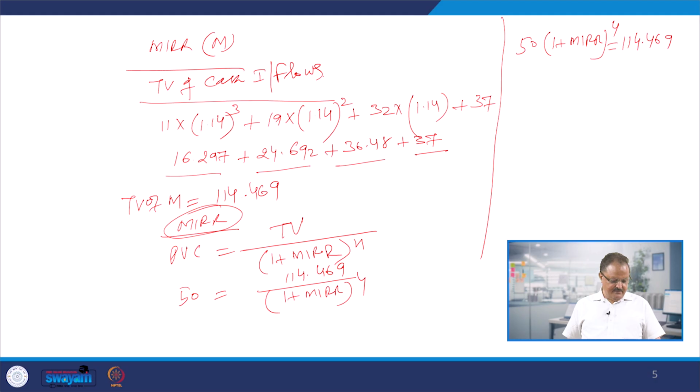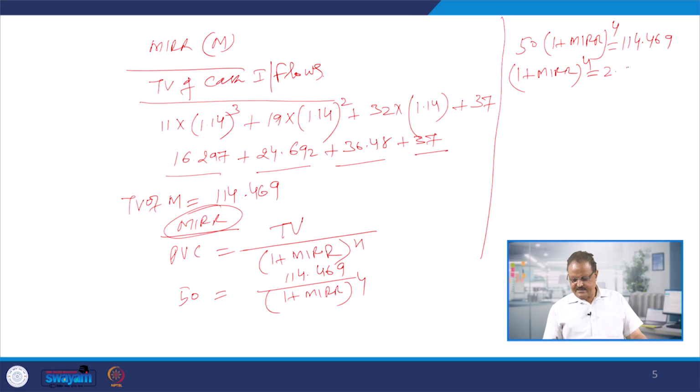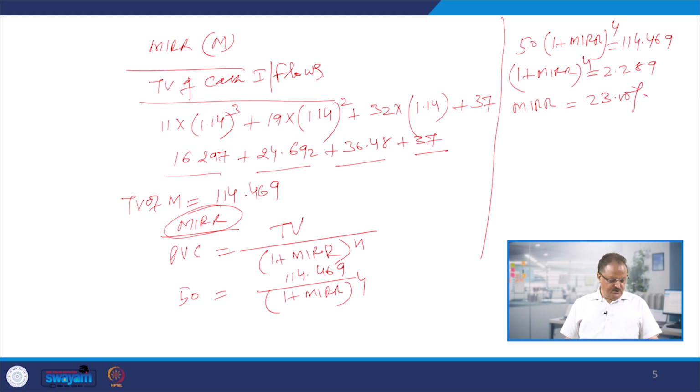If you solve this entire thing, you will find that 50 into 1 plus MIRR power 4 is equal to 114.469. If you solve this, it will become 1 plus MIRR power 4 is equal to this value. If you calculate, this comes up as 2.289. And MIRR out of this entire calculation is almost 23%. So MIRR is going to be 23%.